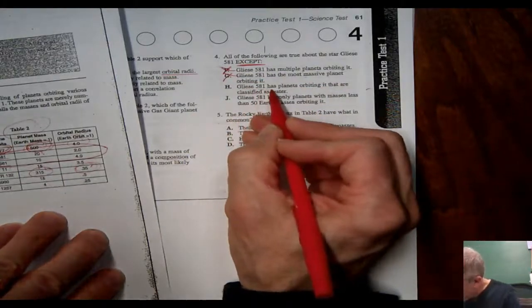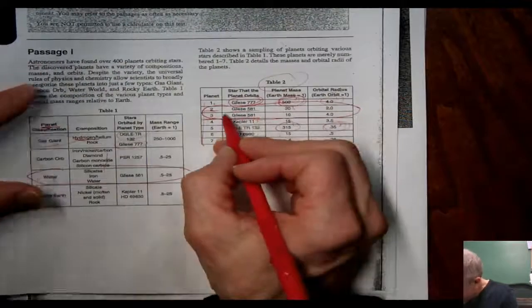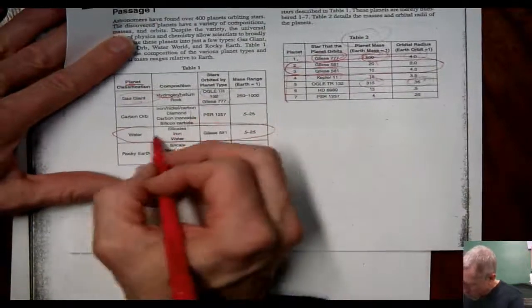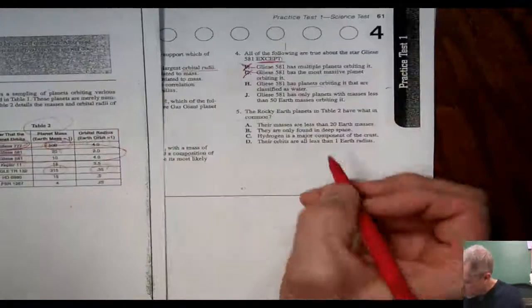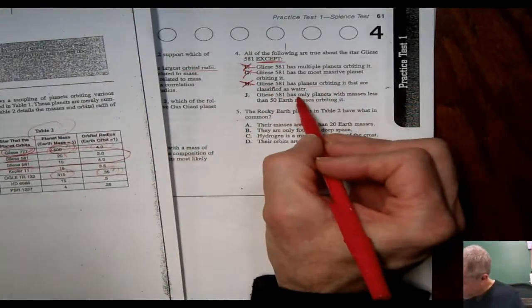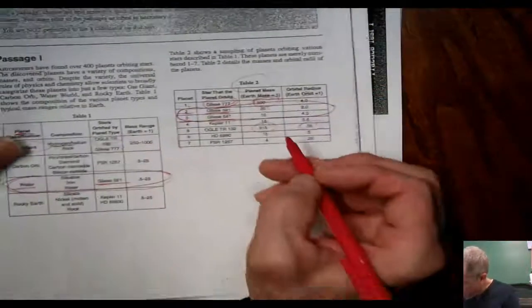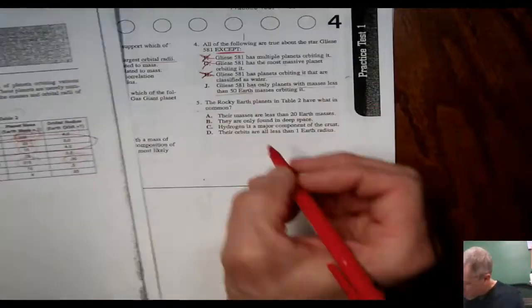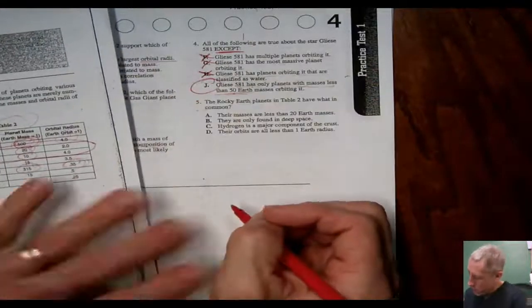Gliese 581 has planets orbiting it that are classified as water. Well, the ones orbiting 581 classified as water, 581, that sure looks like the one. So that is an exception. And 581 has only planets with masses less than 50 Earth masses orbiting it. So 581, the planets orbiting it, one has a mass of 20, one has a mass of 10. So both have a mass less than 50 Earth masses. So J is the correct answer there.